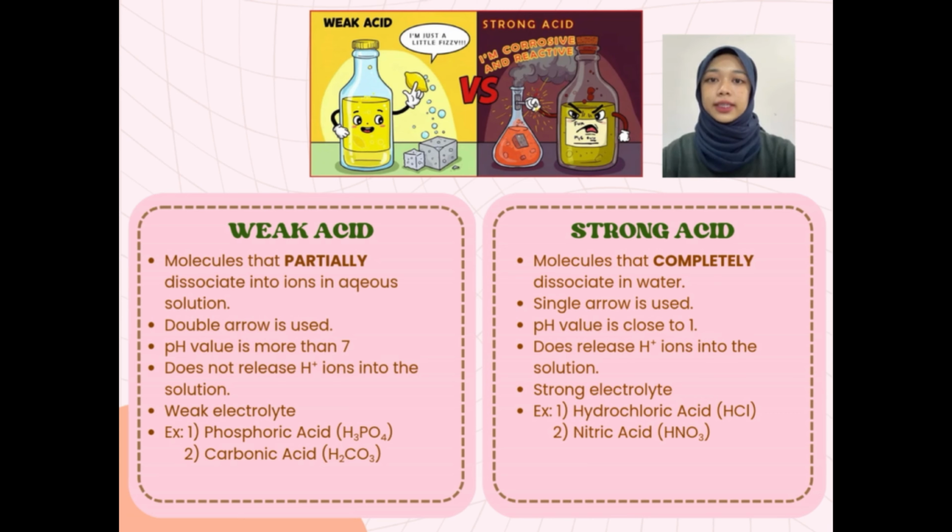Secondly, acid. Weak acids are molecules that partially dissociate into ions in aqueous solution. A double arrow is used, the pH value is more than 1, they do not release all H+ ions into the solution, and it is a weak electrolyte. For example, phosphoric acid and carbonic acid.